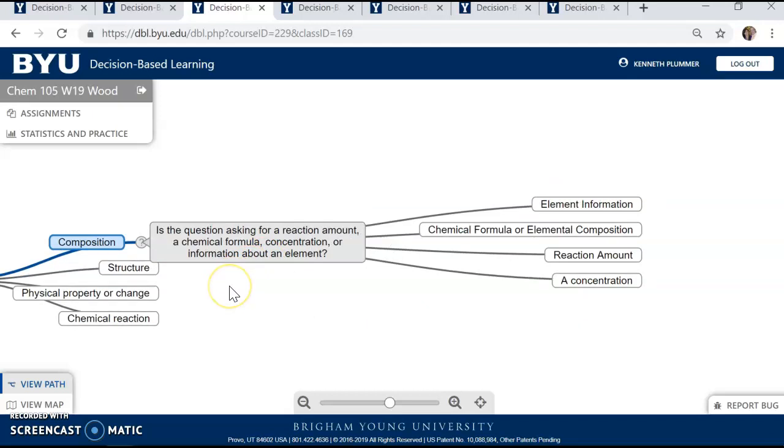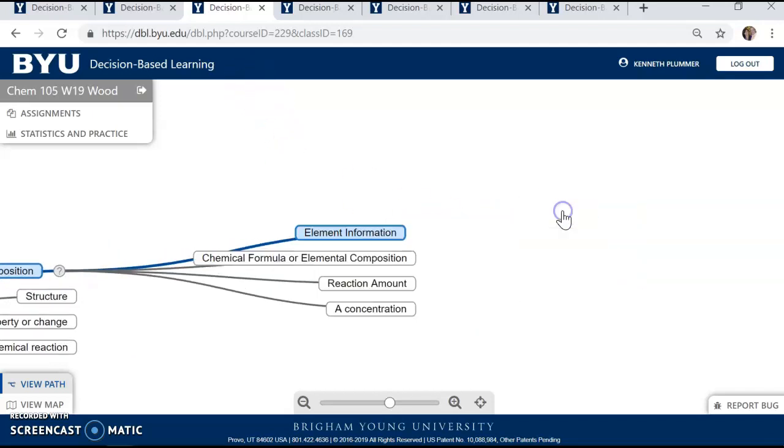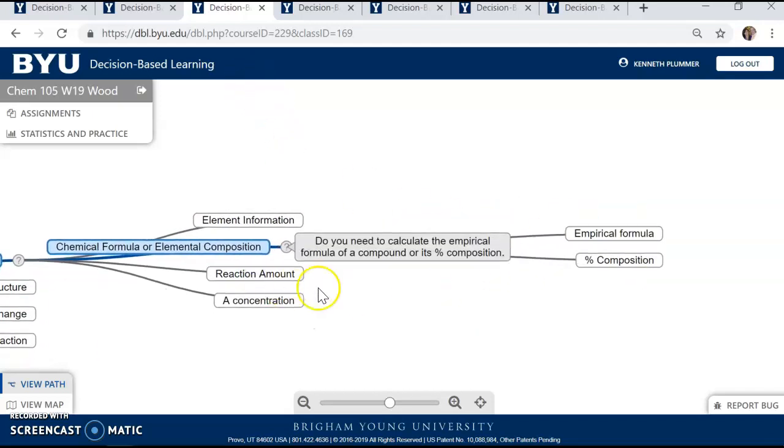Then comes the next question. Is the question asking for a reaction amount, a chemical formula, concentration, or information about an element? Once again, the learner will not know what these things are. They'll be saved by the just enough, just in time instruction. They'll learn the concepts as they're working through a problem. And as you can see, this is a model that has not been completed.